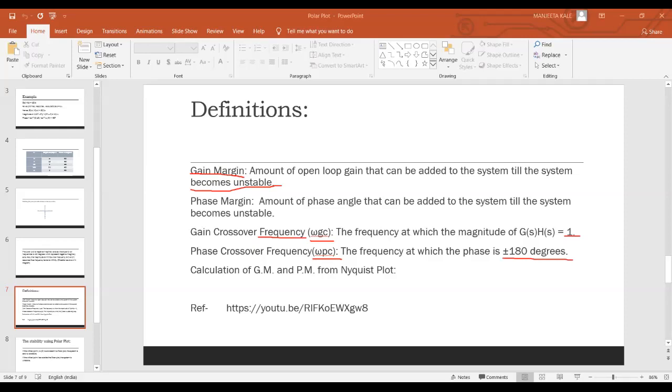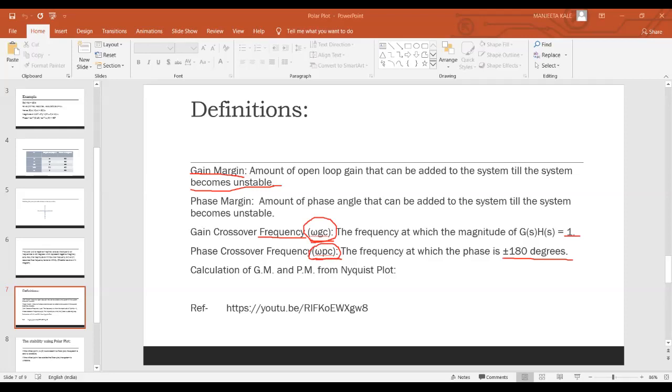Again, you need to refer back to the Bode plot. In the Bode plot, we have seen that omega GC is useful in calculating phase margin, and from omega PC, we calculate gain margin. So if we need to calculate gain margin and phase margin, first we need to locate omega GC and omega PC in the given plot.